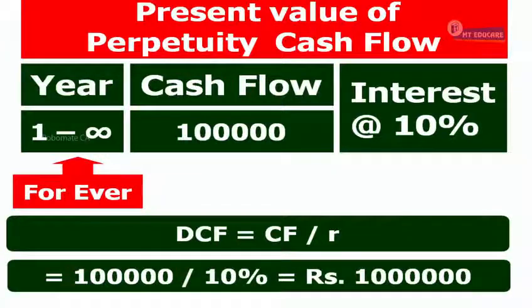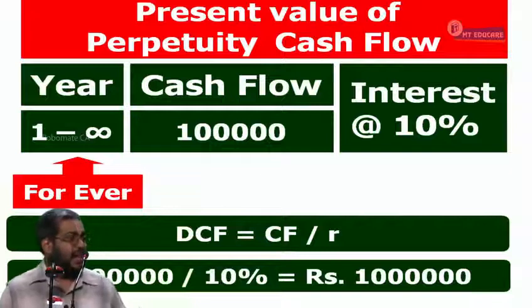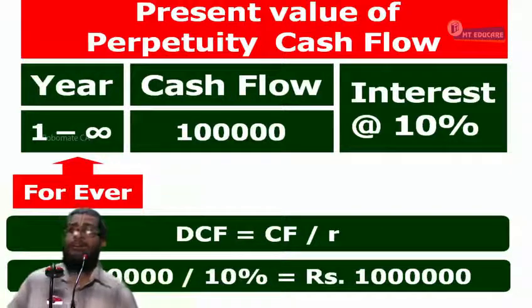In that case, the 1 lakh forever is equal to 10 lakhs today. Are you convinced or not? Can I proceed further? In that case, very simple. Perpetuity alone, discounted cash flow is equal to cash flow divided by R. Cash flow is 1 lakh divided by 10% is equal to 10 lakh. That is how most of the equity instruments are valued. We'll be discussing it in the share valuation later. Right, solution.